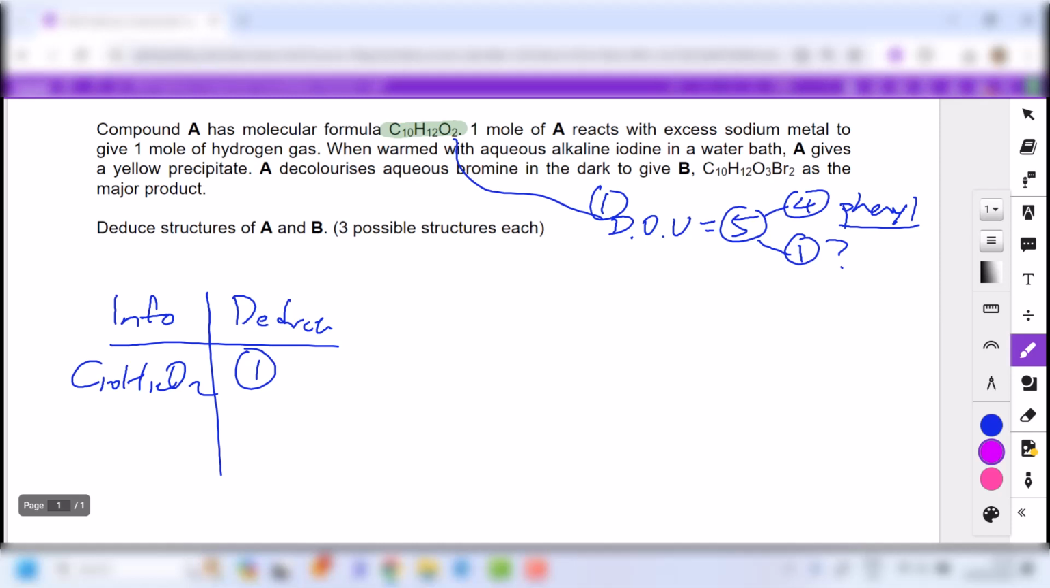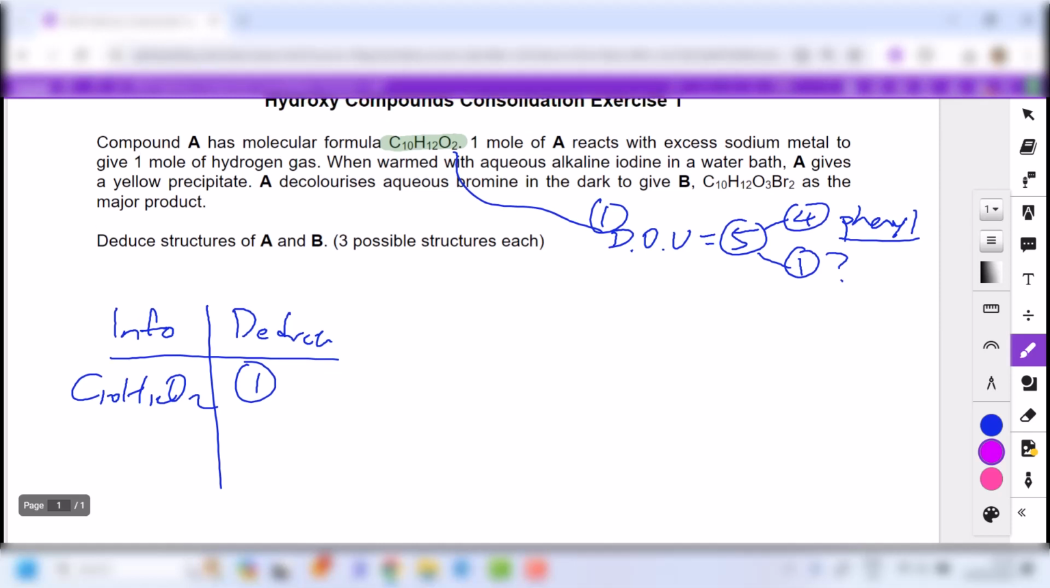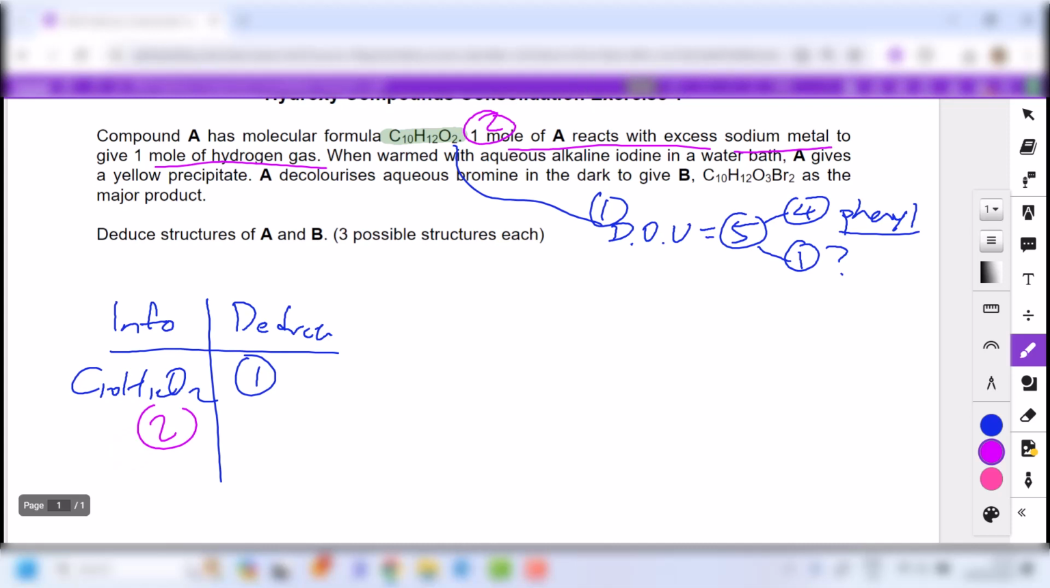So the second point is 1 mole of A reacts with excess sodium metal to give 1 mole of hydrogen gas. So this is the second point that you could actually go on and write down under the info and deduction. So what does that entail? In that sense, we need to dig into our memory a little bit. Are we able to write down a balanced equation involving sodium and protonic hydrogens? I think that is a very important learning point you need to gather from working on structural elucidation questions.